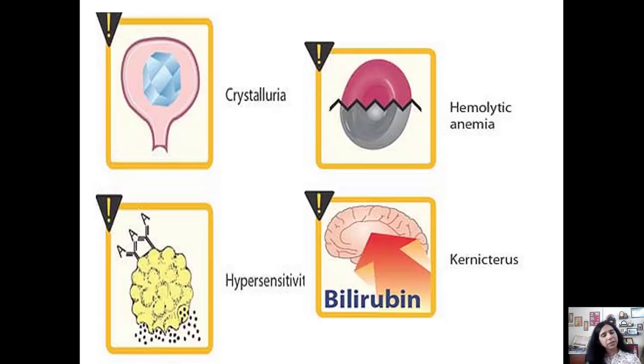These are the side effects of sulfonamides: crystalluria, hypersensitivity reactions, which are type 3 hypersensitivity, not type 1. Type 1 is anaphylaxis. Type 3 is Stevens-Johnson syndrome, erythema multiforme, toxic epidermal necrolysis. It can also cause hemolytic anemia, as I told you, in G6PD deficient individuals, and it can cause kernicterus because of allowing the passage of the unconjugated bilirubin across the blood-brain barrier.